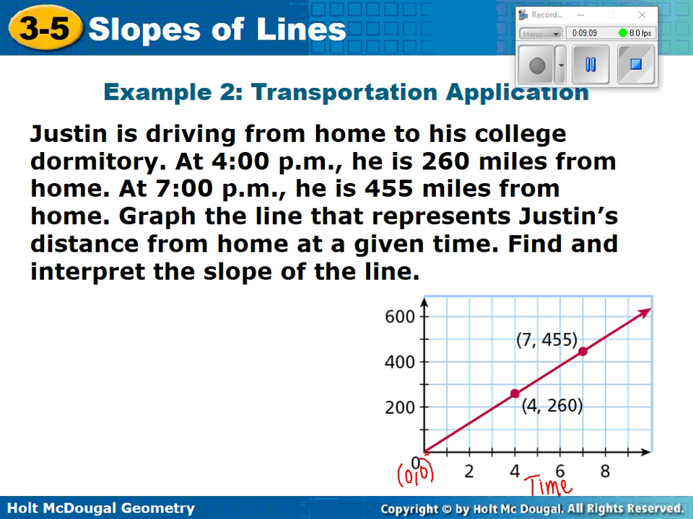So I expect you to label your axes. So the x-axis is time, and this time is measured in what? Hours. So you'll label time, hours. And then the y-axis is going to be your what? Distance, and what's it measured in? Miles. So you're going to label both axes if it's an application problem. Then it tells you to graph the line that represents Justin's distance from home at a given time. So how did they get these coordinates?